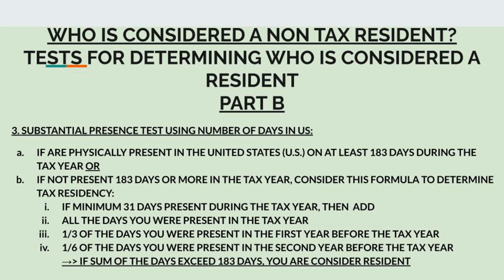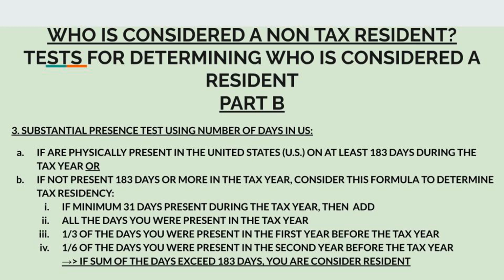There's a third test that we're going to look at, and that's called the substantial presence test, using the number of days in the US. And there's two ways to figure that out. The first one is if you're physically present in the United States on at least 183 days during the tax year. So if you happen to be in the United States for 183 days, that will make you a tax resident.